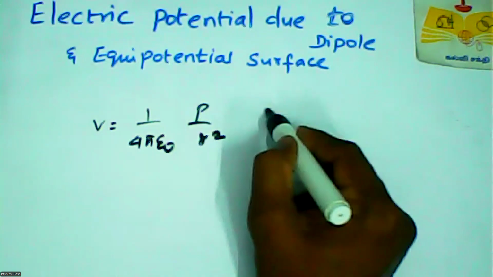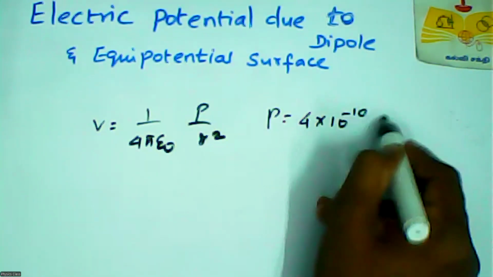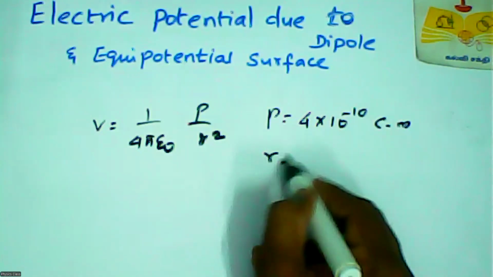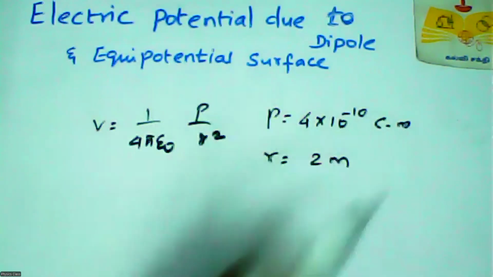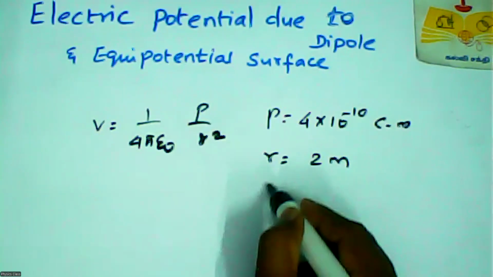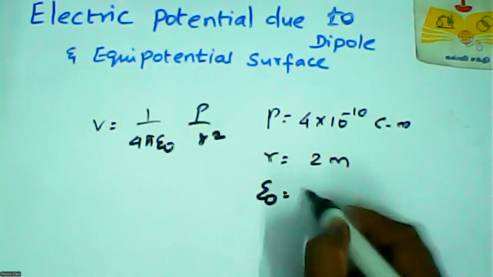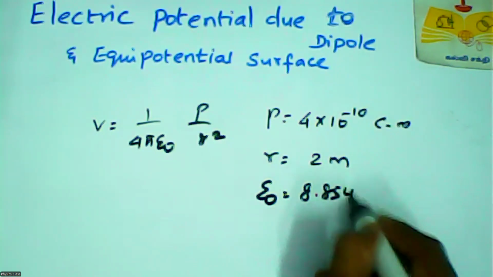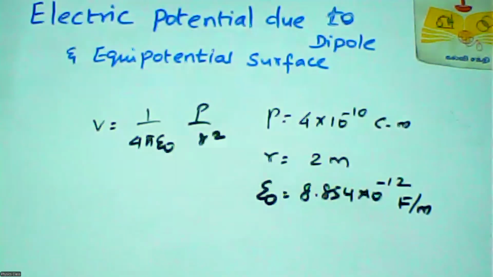So here P, the dipole moment, is 4 into 10 power minus 10 coulomb meter, and 2 meters is the distance from the dipole center. This is the R. And also we have epsilon naught, whose value is 8.854 into 10 power minus 12.